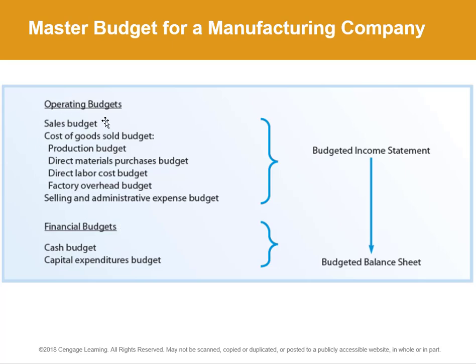But for operating budgets, we start out with, well, what are you going to sell? We're not going to know the cost of goods sold until we know what we're going to sell. And in order to know cost of goods sold, you've got to know what are we going to produce, how much materials do we have to buy, what is the labor going to cost, what's the factory overhead. That would give us all the cost of goods sold, and then selling and administrative expense is pretty straightforward.